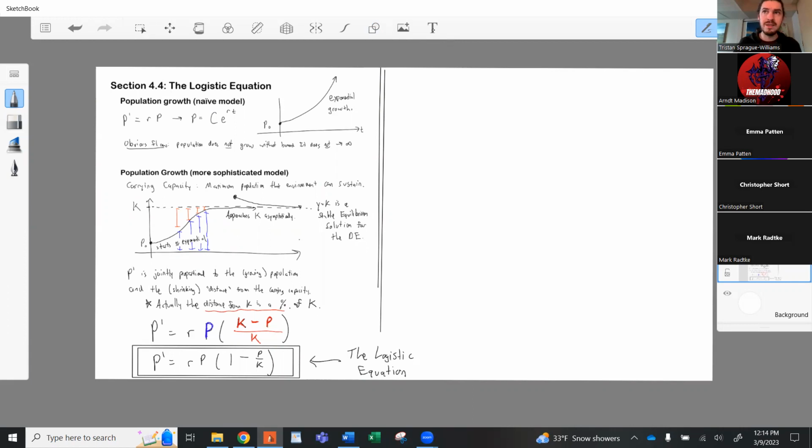So let's have a look at this sort of thing over in the little tool that I sent you guys yesterday. There we go, it's our little slope field plotter. Sorry, my computer's being slow again.